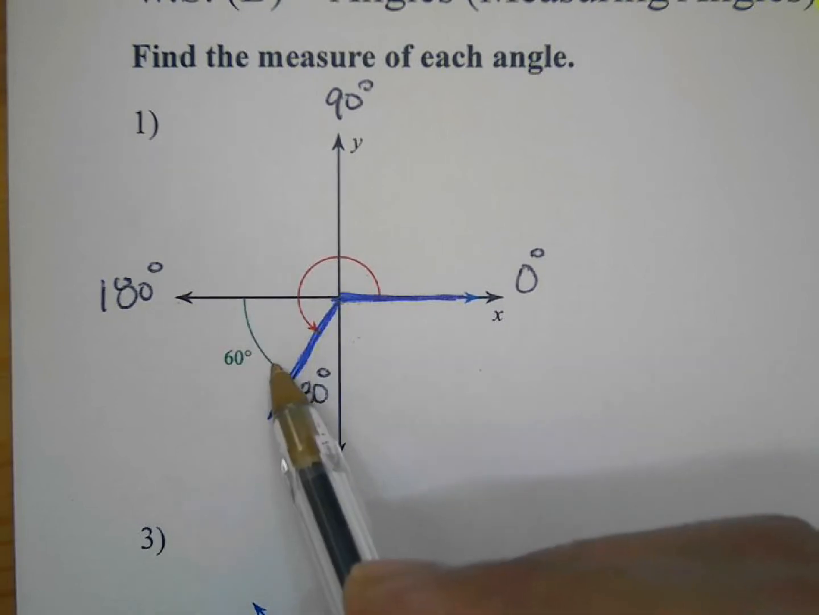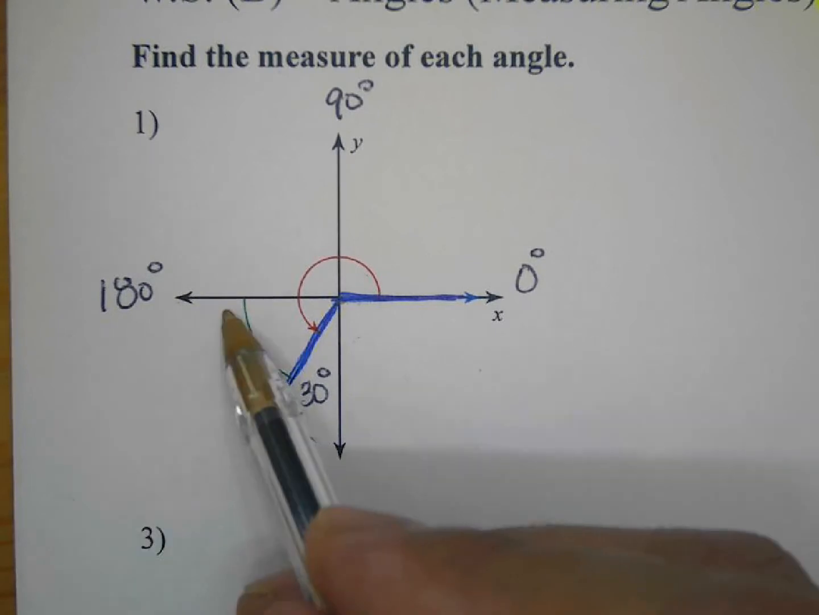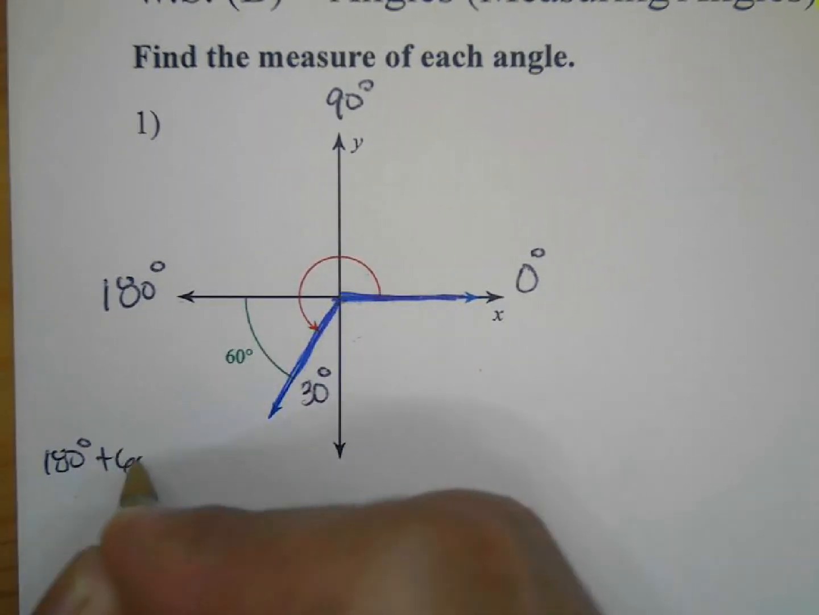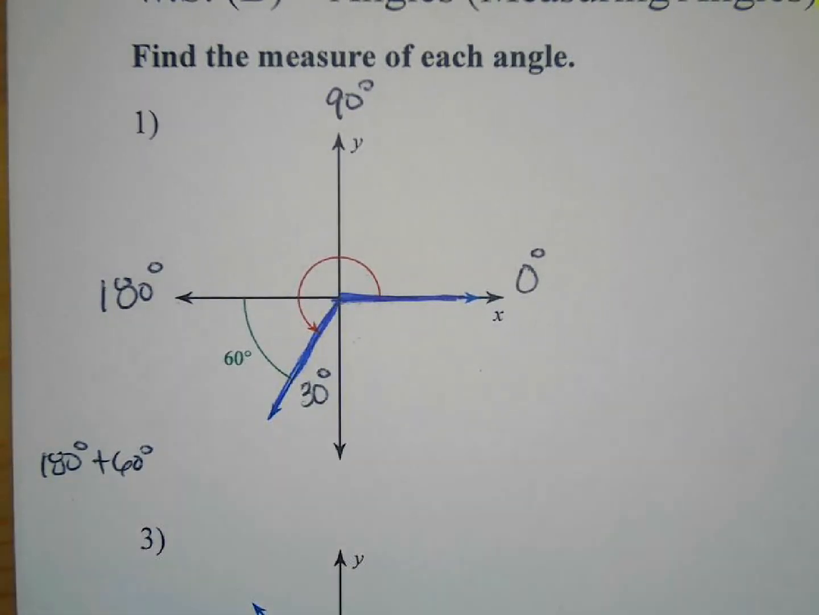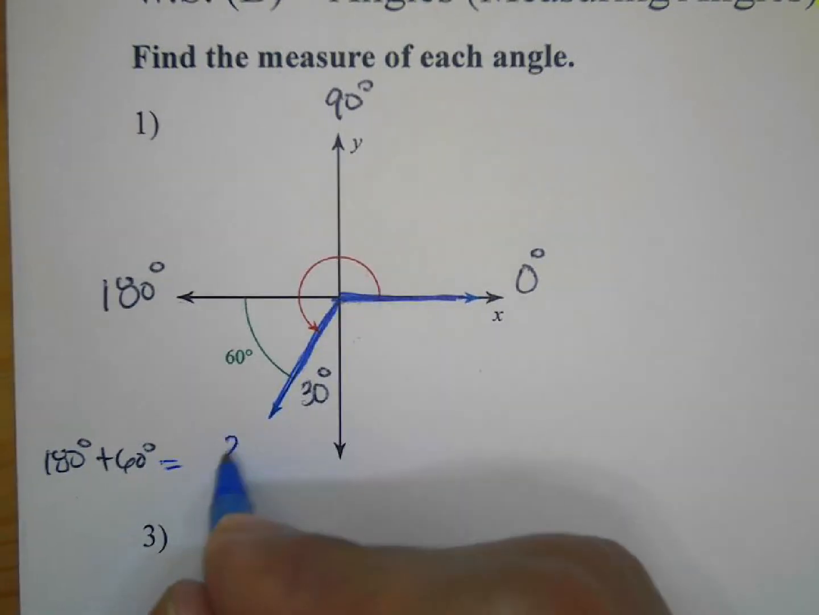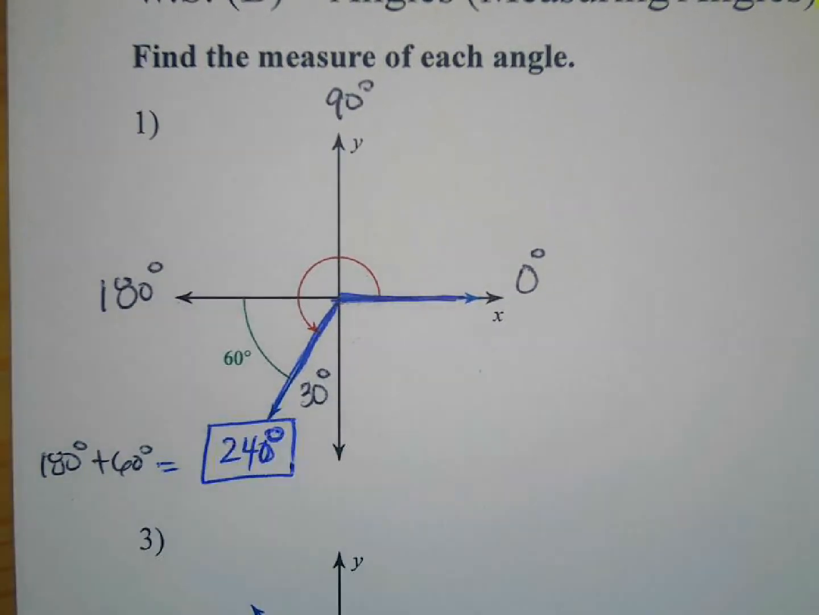And then that's why they give you this. It's 60 degrees in, so it's 180, and then add 60 degrees more. 180 plus 60. So that tells you that this angle is up to here, 240 degrees.